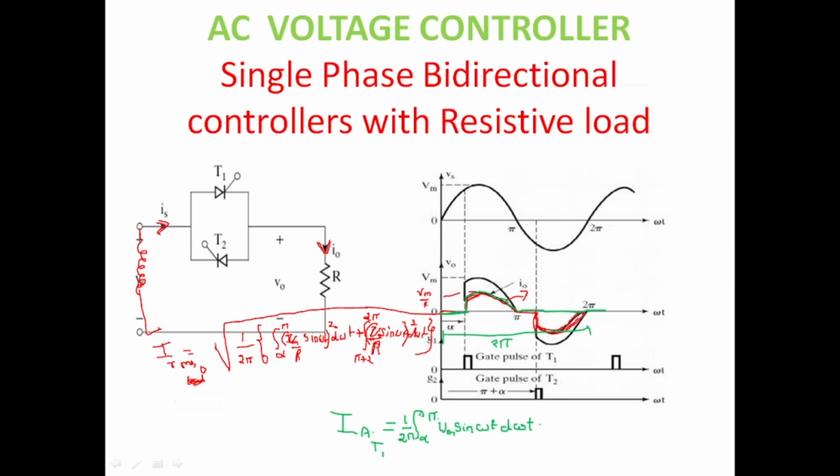So this is a simple integration from alpha to pi Vm sin omega t d omega t. You can ask a question, why are you not taking any part from pi to 2 pi? The pi to 2 pi amplitude is 0, that's the reason. Only we need to take from alpha to pi. This is the current which is flowing through T1. So you can see in the simulation also whether it is correct or not.